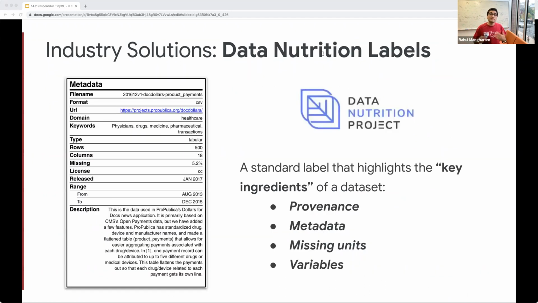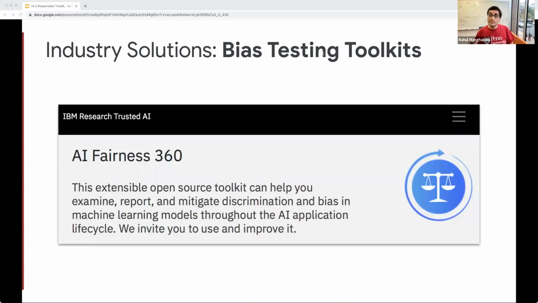Similarly, the Data Nutrition Project suggests data nutrition labels, a standard label that highlights key ingredients of the data set, like provenance, where did the data come from, metadata, missing units, and so forth. This helps someone at a glance get a better sense of what the data contains, and make more informed decisions about whether it's an appropriate data set to use for their project. There are also bias testing toolkits coming out. For example, IBM offers an AI Fairness 360 tool that makes bias testing a part of your development cycle. And similar tools are offered by Google and Microsoft.